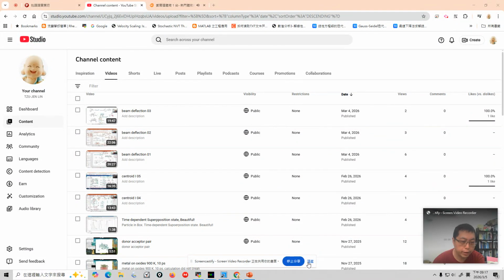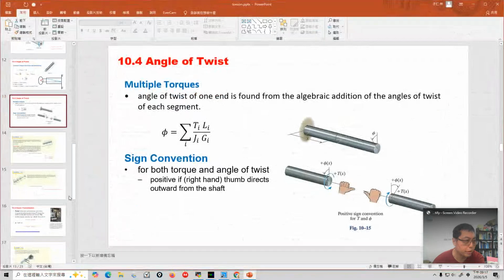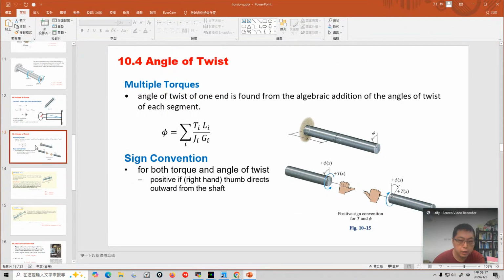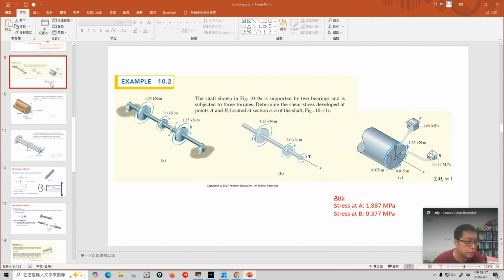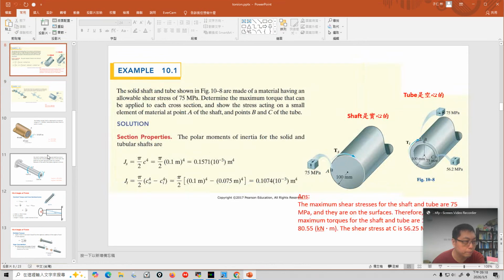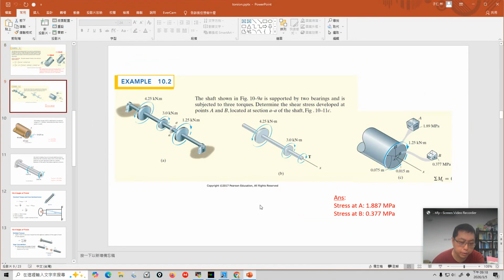Hello everyone. This video is just a remake video for Example 10.2, the torsional formula problem. I want to remake this video because there is a sign convention issue when you calculate a torsional load in mechanics of materials.